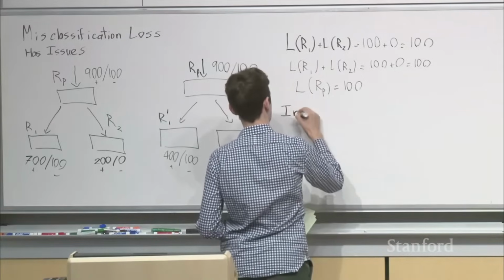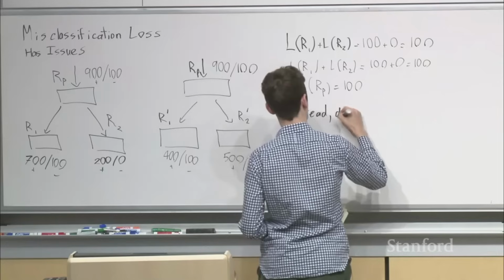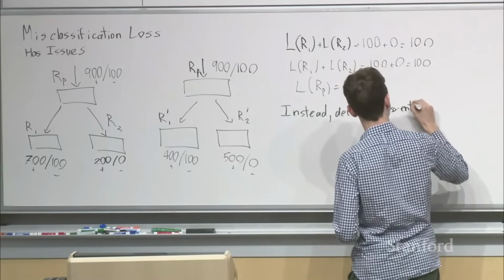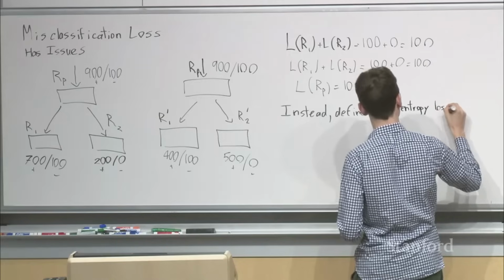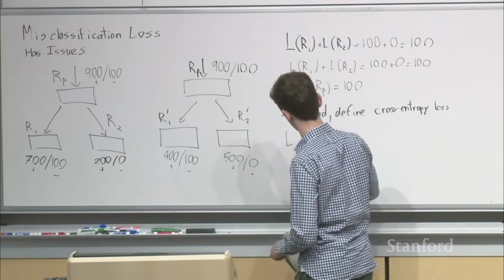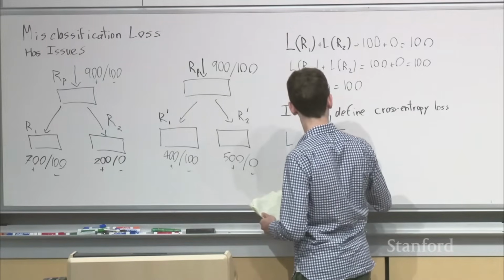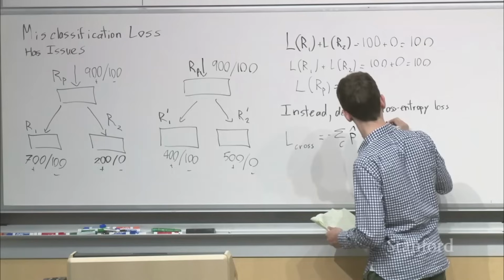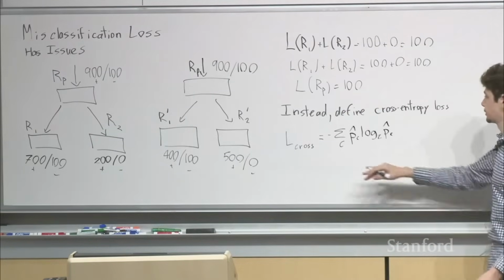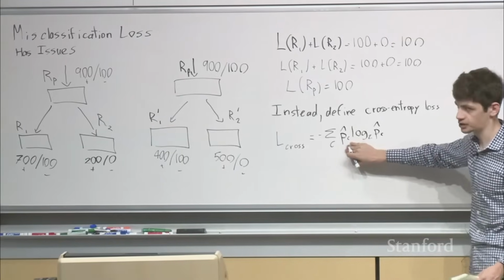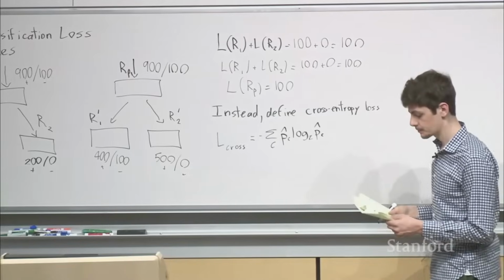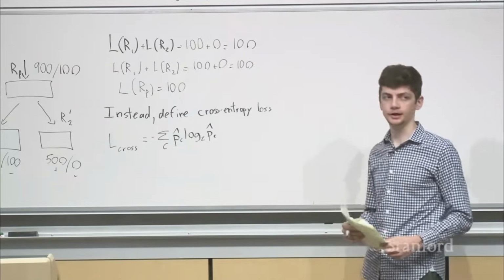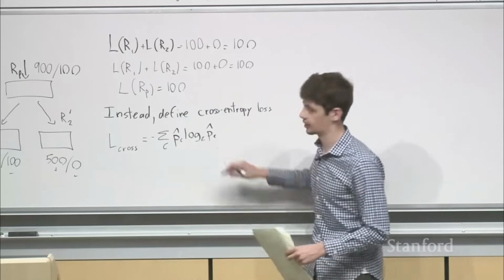Which we'll define as L cross. Let me just write this out here. And so really what you're doing is you're just summing over the classes, and it's the proportion of elements in that class times the log of the proportion in that class. And how you can think of this is, it's sort of this concept that we borrow from information theory, which is sort of like the number of bits you need to communicate to tell someone who already knows what the probabilities are, what class you're looking at.